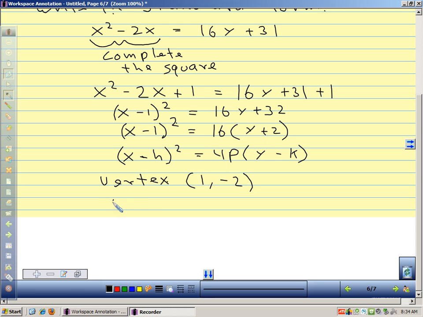4p is 16. The number here in front of the y. So 4p is 16. So p equals 4. My axis is vertical or horizontal? Vertical, because x is squared. So my focus is 4 units up from the vertex. P is positive, so it opens up.